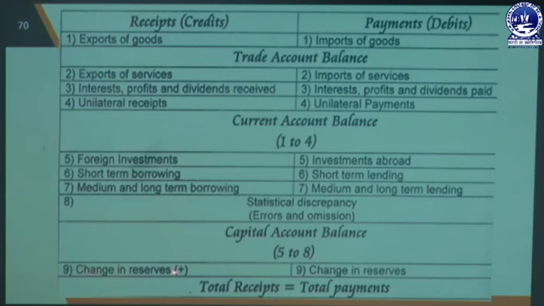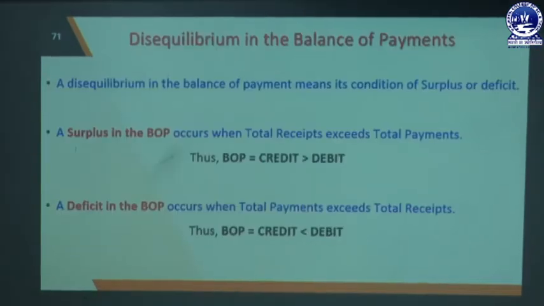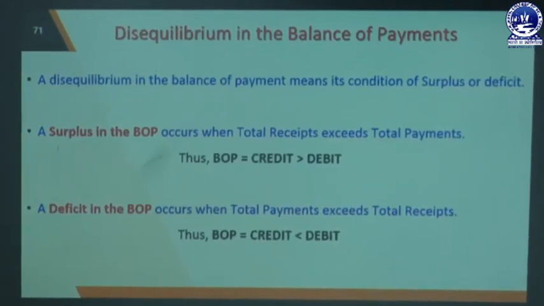Then another one is the change in reserves. The change in reserves may be positive or negative, and the total receipts must be equal to the total payments of a balance of payments. That means the balancing of the balance of payments must be equal to 0. The total receipts must be equal to the total payments, and that is known as our balance of payments. So there may be chances of disequilibrium in the balance of payments.